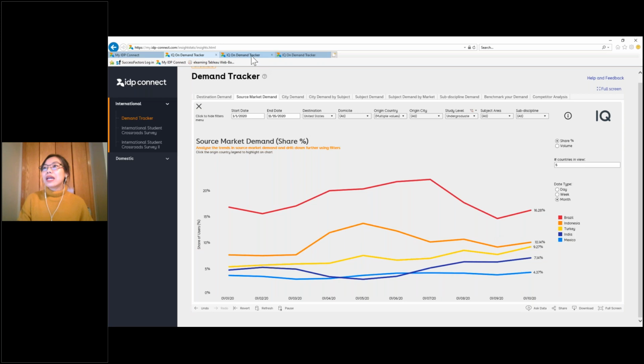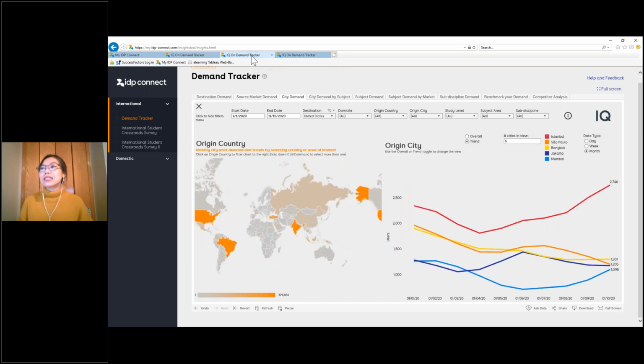The next one I would like to show you is the city demand level, so we can be a little more specific when we do recruitment activities. Again, I didn't pick any specific country or level. I just looked at whoever is searching to the US between January 1st of 2020 to November 15th of 2020. So right here, I have the top 5 cities.